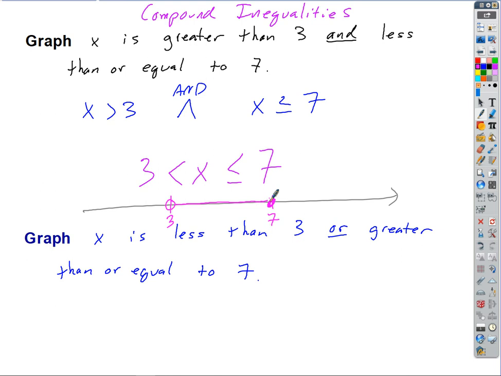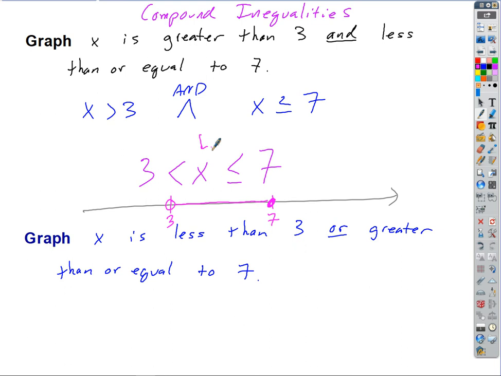And the way we would say this, we always start in the middle and say what's going on with x. X is greater than 3 and less than or equal to 7. And that makes sense. We're saying it's pinched between this lower limit and this upper limit, right? Including the upper limit, right? Okay?